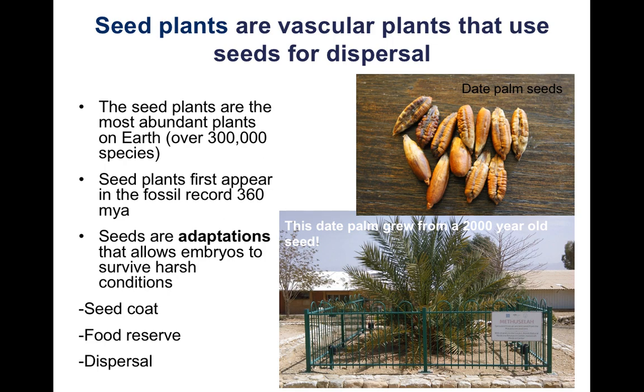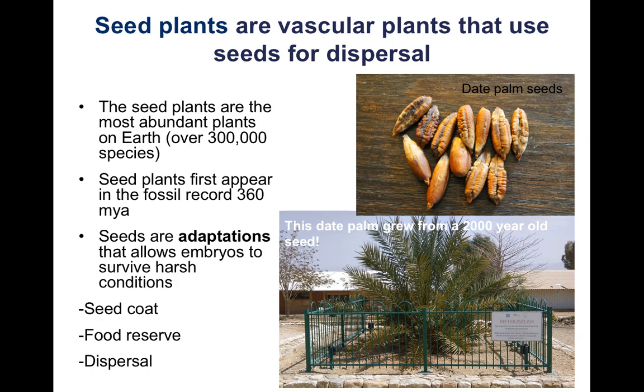So what are seeds and what makes them so important? Seed plants are vascular plants that use seeds as an agent of dispersal. Okay, so dispersal is getting away from the parent, right? So the organism needs to get away from the parent plant to reduce competition for resources. The seed plants have produced seeds that help facilitate this process on dry land.